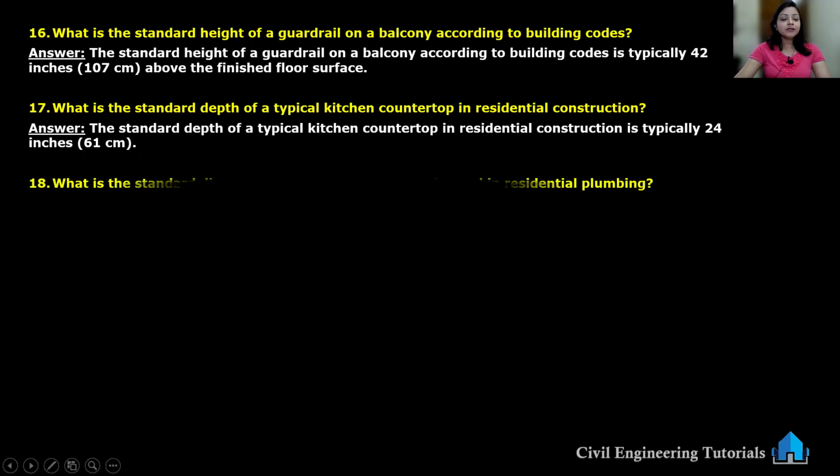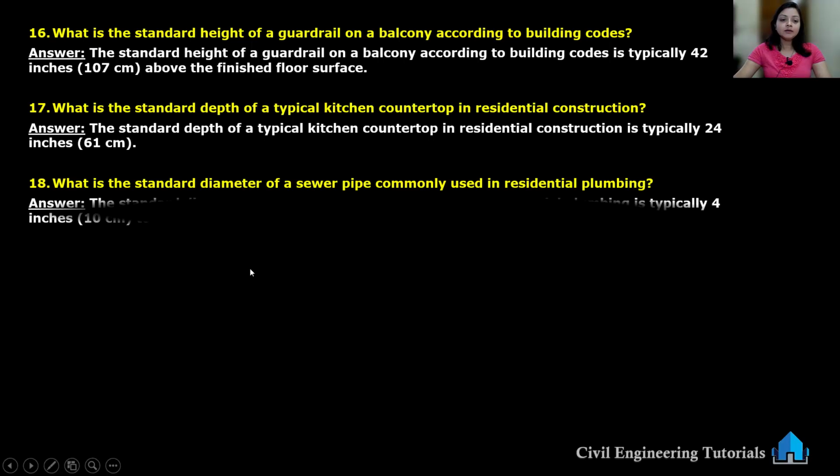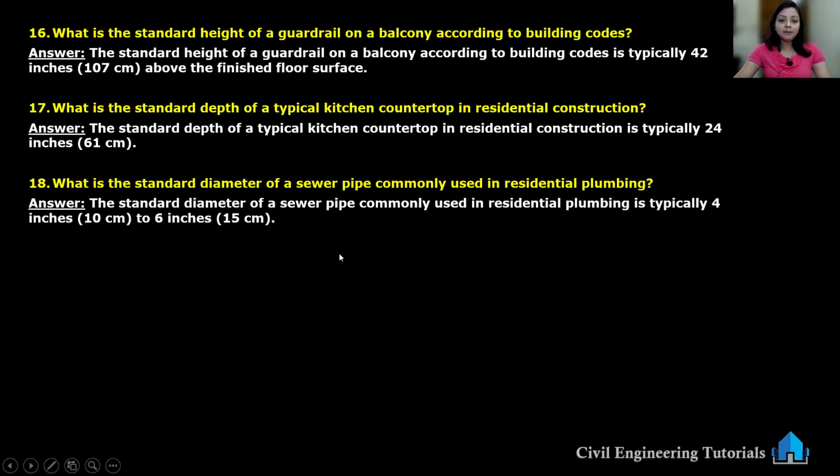Next question, what is the standard diameter of a shower pipe commonly used in residential plumbing? The standard diameter of a shower pipe commonly used in residential plumbing is typically 4 inches, that is 10 centimeter, to 6 inches or 15 centimeter.